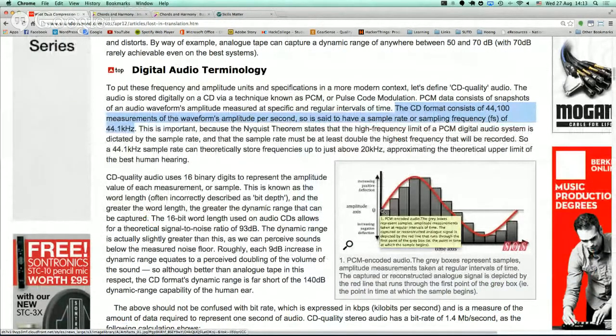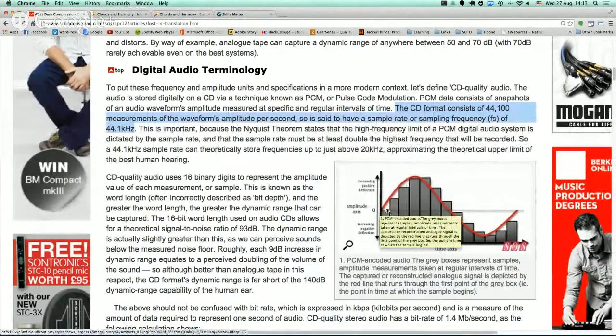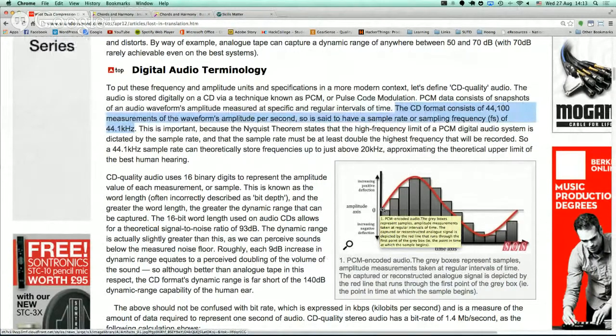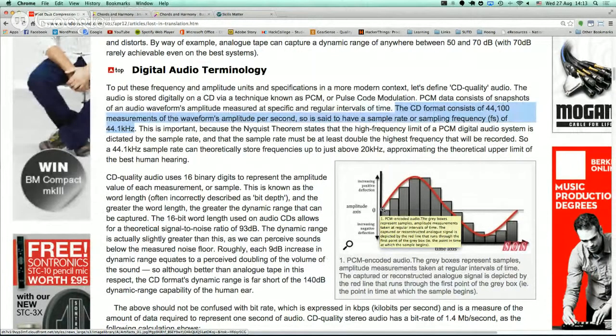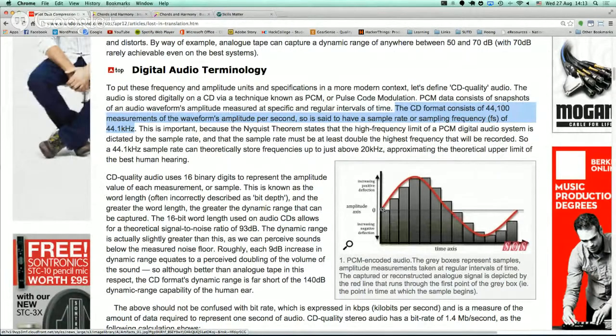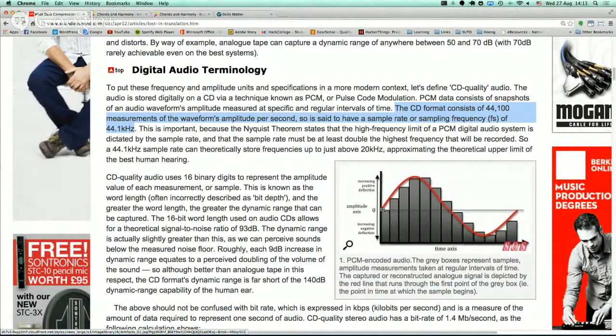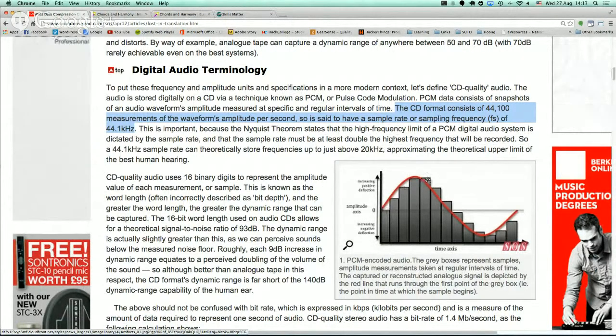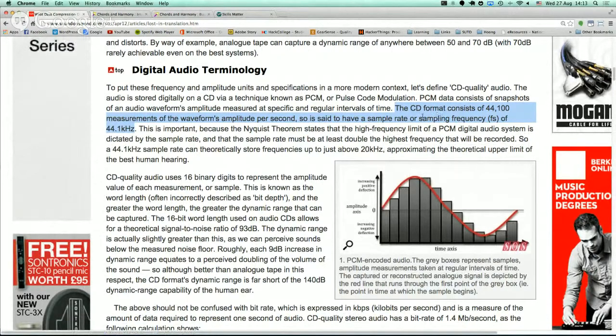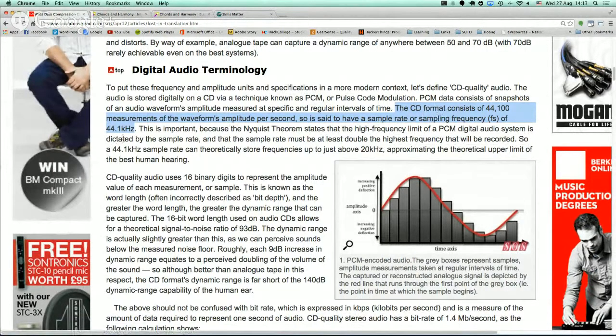This is at 44,000 hertz, a very, very high rate of sampling. That's why you can't tell the difference between CD quality sound and live music, although some people can still tell the difference. Most of us can't. So this is CD quality. You can record at higher rates than this, and it supposedly gives you higher fidelity.